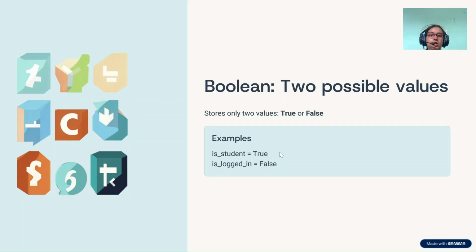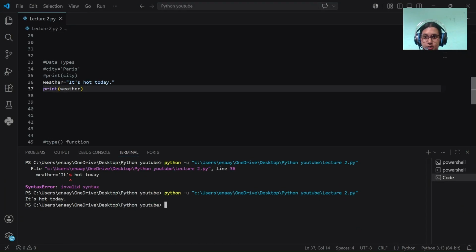Then boolean. Boolean is basically true or false. It's either true or false. So these are the only two values boolean stores. It won't store a number or anything. For example, it's given here, is underscore student is equal to true, is underscore logged in is equal to false. If we write anything else other than true or false here, then it won't be a boolean anymore. This is simple enough. Do you want to try it? Let's try it.